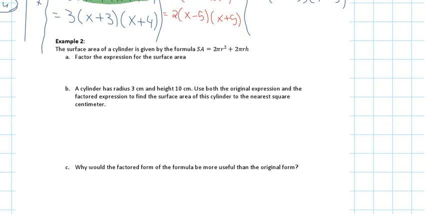The surface area of a cylinder is given by the formula surface area equals 2 pi r squared plus 2 pi r h. Factor the expression for the surface area.